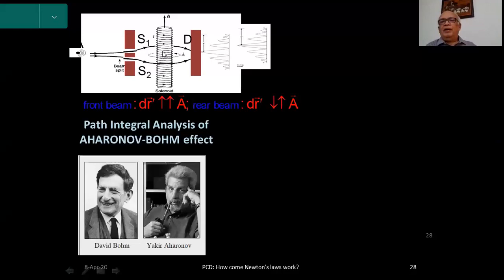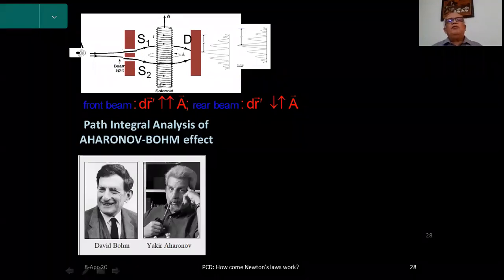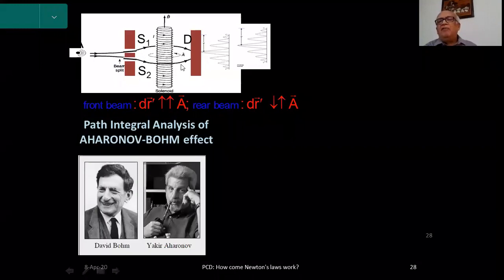The magnetic field outside the solenoid is zero. That is the reason you call the magnetic field solenoidal. And what is interesting is that the magnetic field outside the solenoid is zero. So the particles which go from behind the solenoid and which go from the front of the solenoid, neither of these particles have any way of sensing the magnetic field, because the magnetic field is inside the solenoid and not outside.